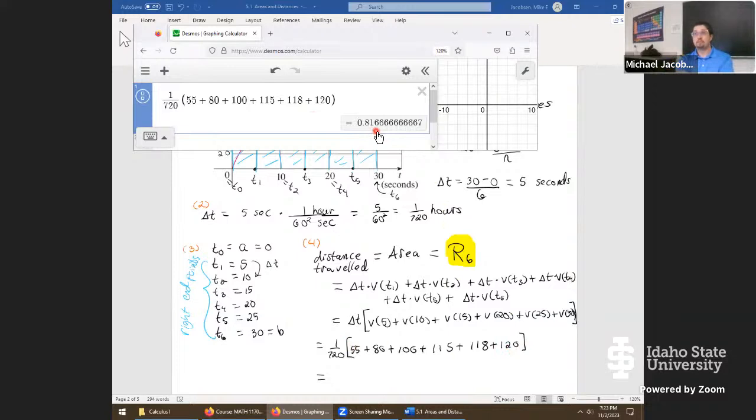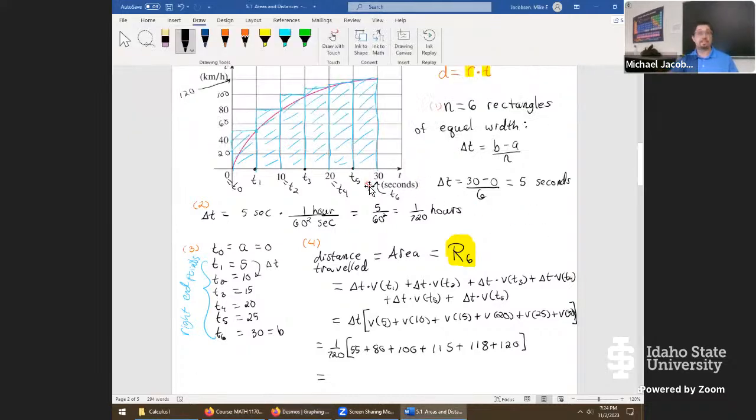And it looks like, rounding to say maybe the nearest hundredth, this person did a distance of 0.82 kilometers in just those 30 seconds. 0.82 kilometers. So that we did it, folks.